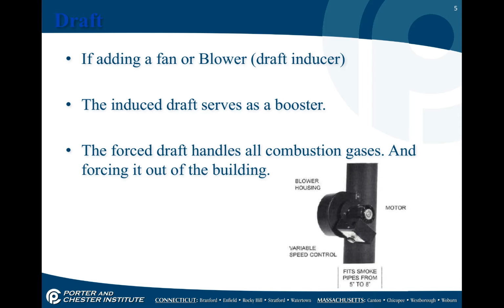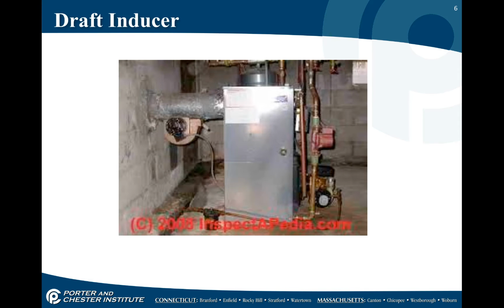Now I can actually control draft a little bit by adding a fan or a blower to a flue pipe. Here's an example of that. I can add a blower motor with a housing to the bottom or side of a flue pipe, and I can cause and help boost draft. The boost draft handles all combustion gases and it forces it out of the building. However, that's not the ideal way to do it, because eventually those things go bad.